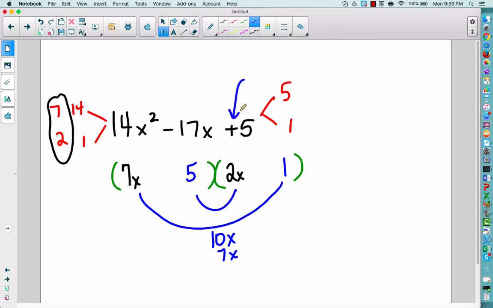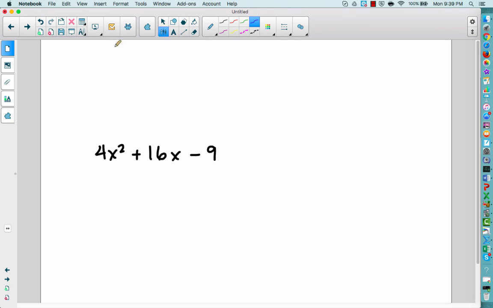Now, the fact that this is positive and this is negative, they have to multiply to give me a positive and add to a negative means they both have to be negative. So negative, negative, and I check here, negative, negative, it does give me negative 17x. So I am good. All right, guys.